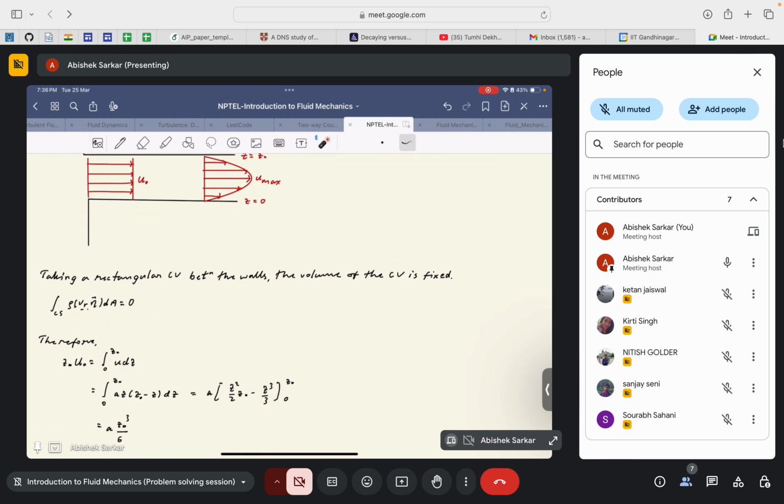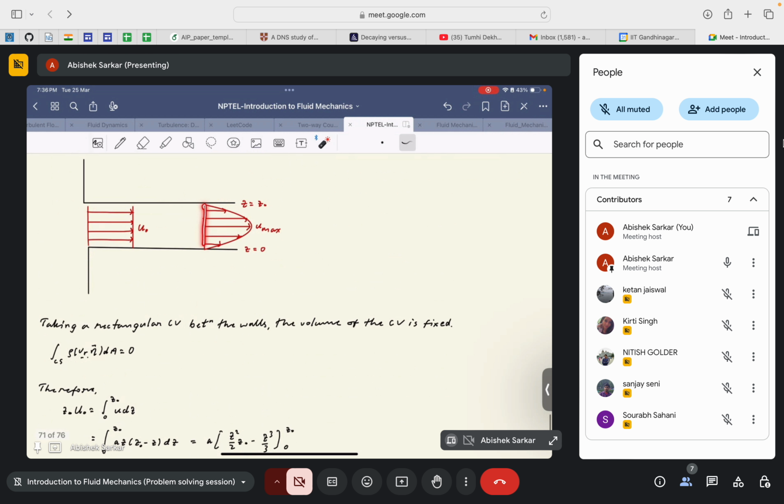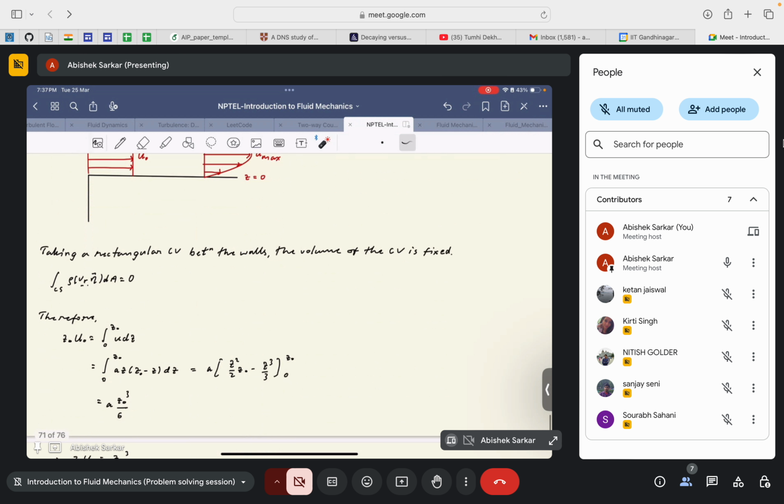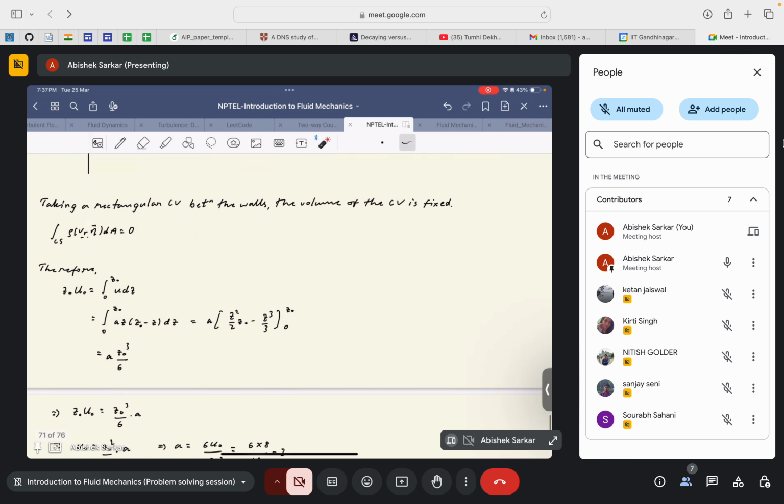Why are you integrating here? Because the velocity profile here is not constant. It's varying with space, so you need to carry forward the integration to find the net volume flow rate or mass flow rate, whichever you're dealing with. So you'll have u as a z times (z naught minus z) dz, integration from 0 to z naught.